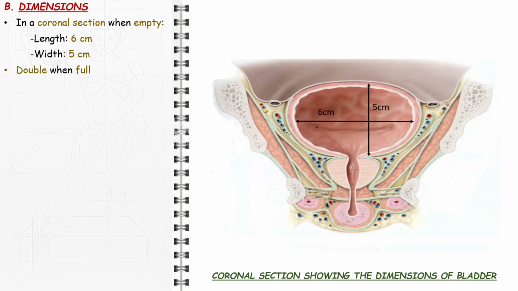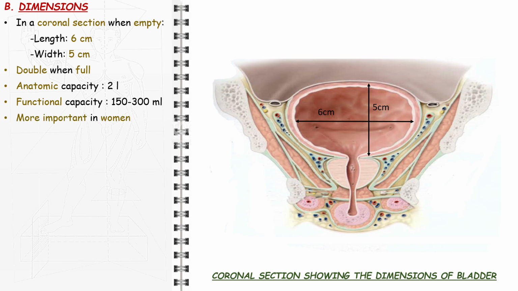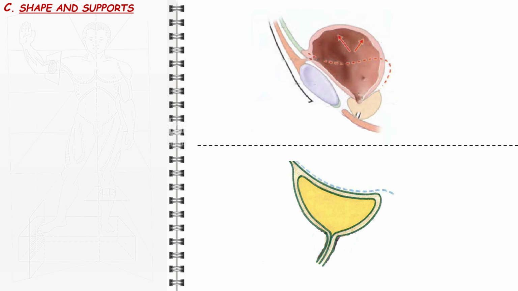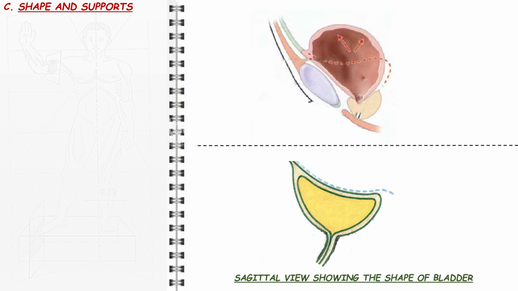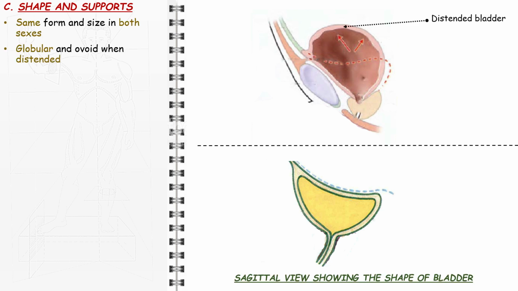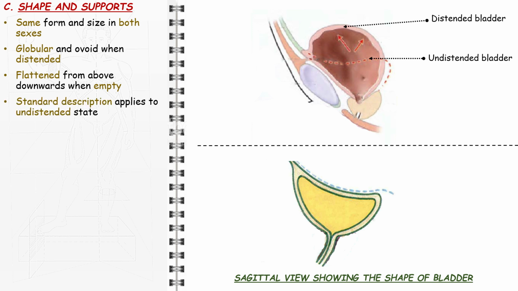The anatomic capacity of the bladder is 2 liters, while the functional capacity before the need to urinate is 150 to 300 milliliters. This capacity is more important in women and increases progressively with age in the infant. The bladder has the same form and size in both sexes. It is globular and ovoid when distended and flattened from above downwards when empty. The standard description of the shape of the bladder applies when undistended.